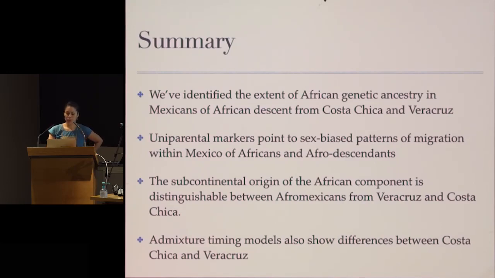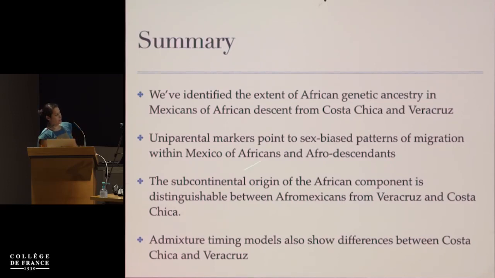These uniparental markers point to sex bias patterns of migration within Mexico. And when digging deeper on the subcontinental origins, we see that we can tell apart the sources in Veracruz and Costa Chica. And this, again, is very valuable because not only have we neglected this African ancestry in Mexico for very negative reasons, but by neglecting that, we are erasing all this richness of diversity that exists within that component, right? So I think we really need to dig more into that and recognize the richness of this component.